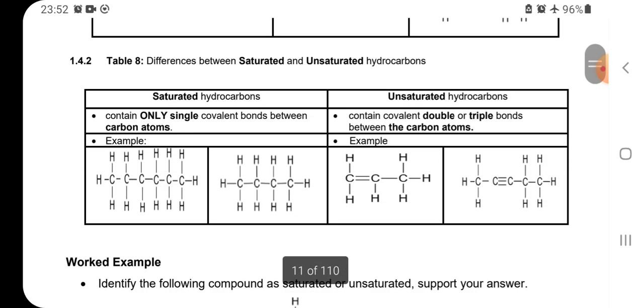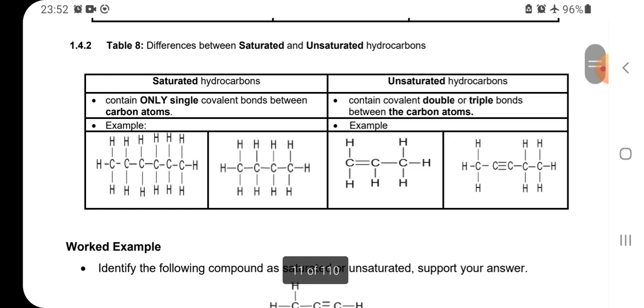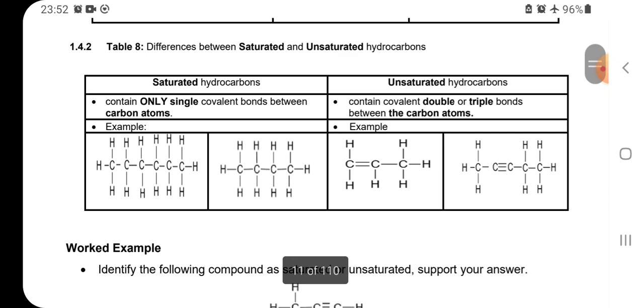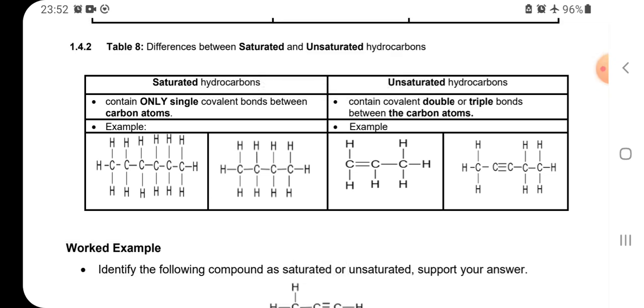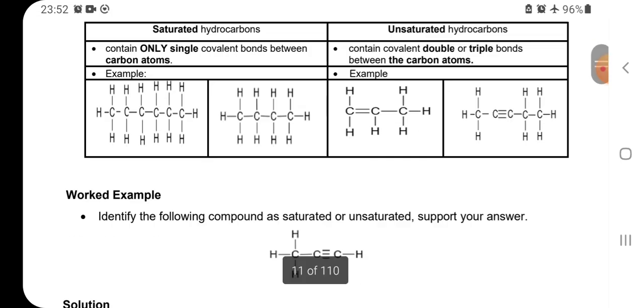And then the difference between saturated and unsaturated. A saturated hydrocarbon only contains single covalent bonds. Covalent bonds are bonds between nonmetals, and those are your examples. Unsaturated hydrocarbons contain a double bond or triple bond. Anything that has a double bond or triple bond is unsaturated.